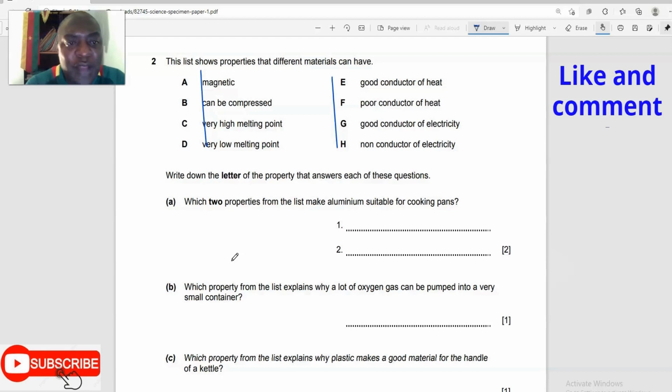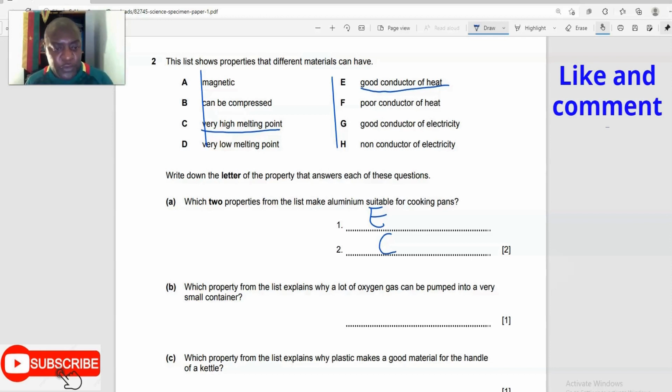If we look at the list, we can see that aluminum is a very good conductor of heat, E. And then we look down again, we see that it has a very high melting point. That is why you can put it on the fire for a very long time and it's not going to melt. Those are the properties of aluminum.